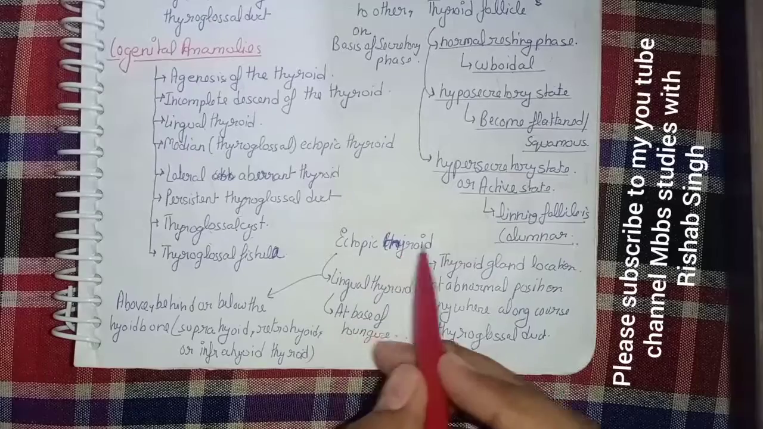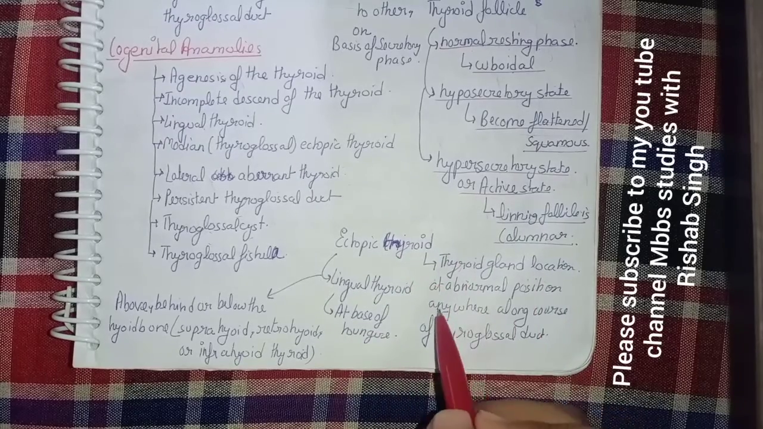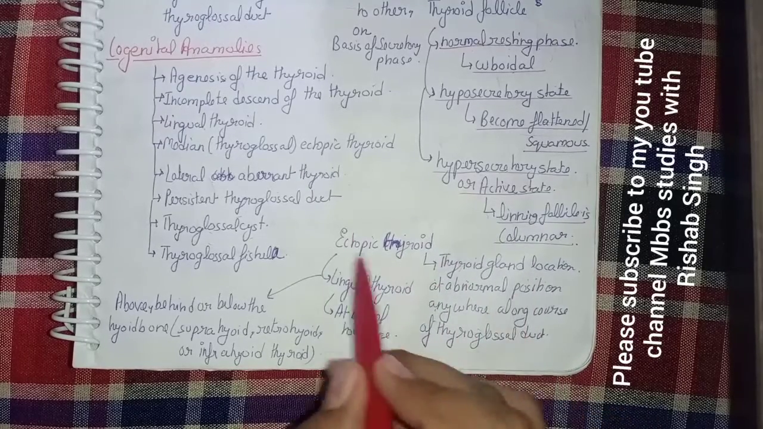Now what is ectopic thyroid? Thyroid gland located at an abnormal position anywhere along the course of the thyroglossal duct is called ectopic thyroid.